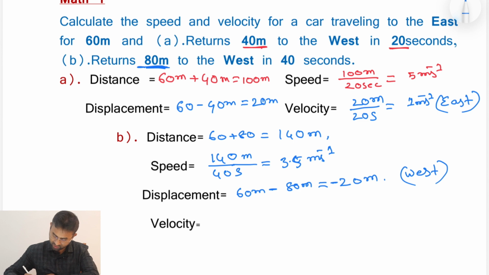So what will be the velocity? It will be the total displacement, that is 20 meter over time taken 40 second, is equal to minus 0.5 meter per second, and its direction is to the west.